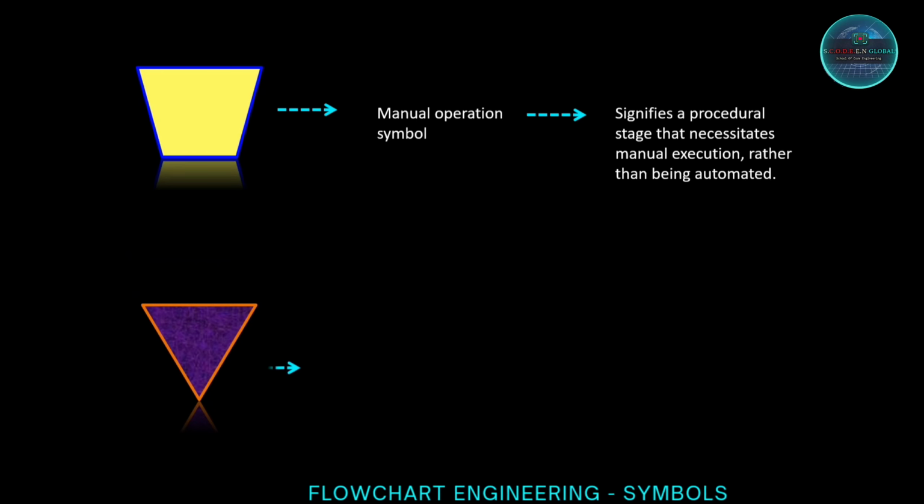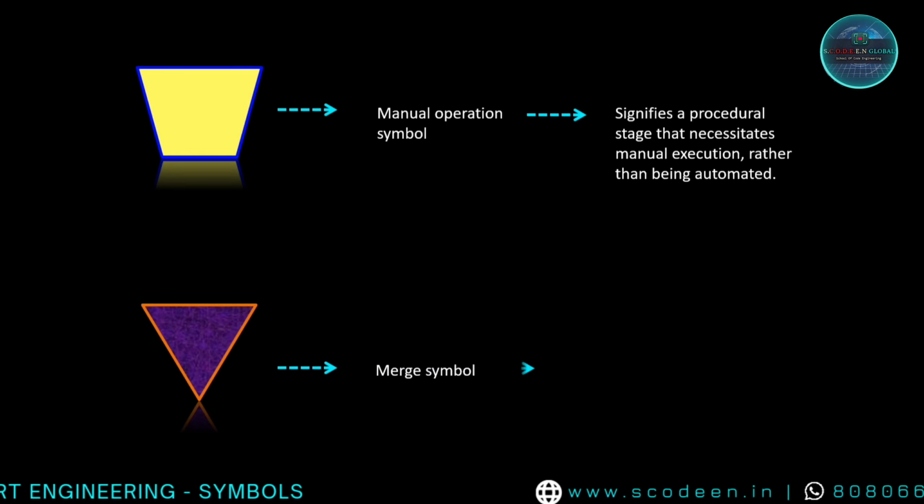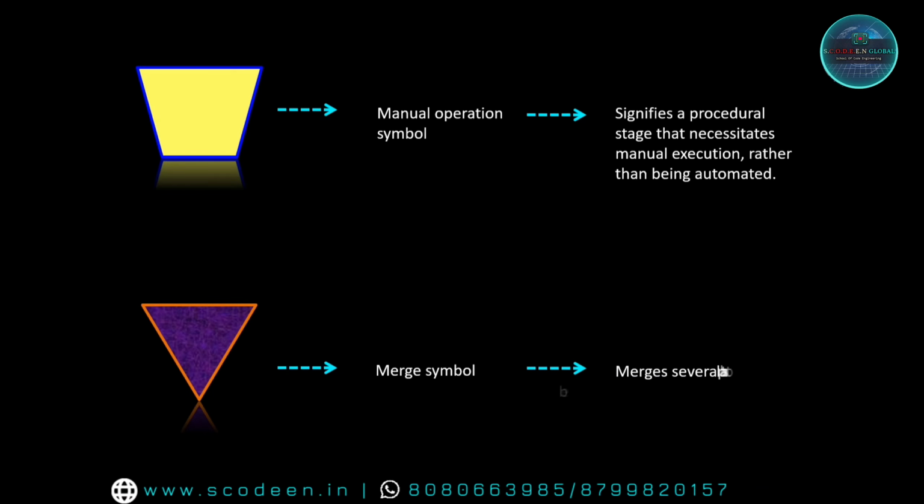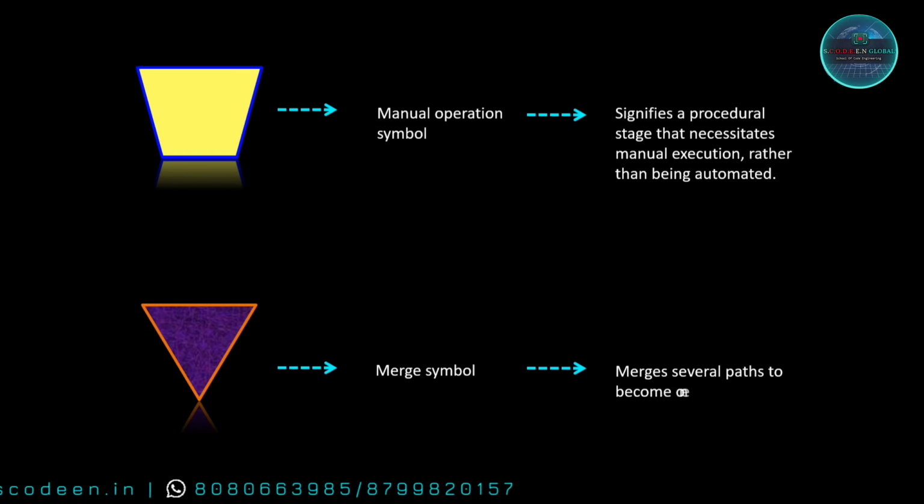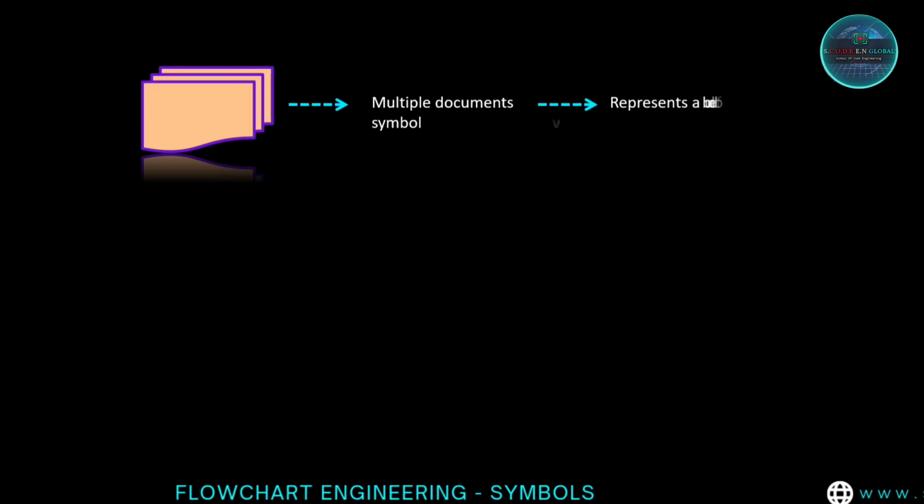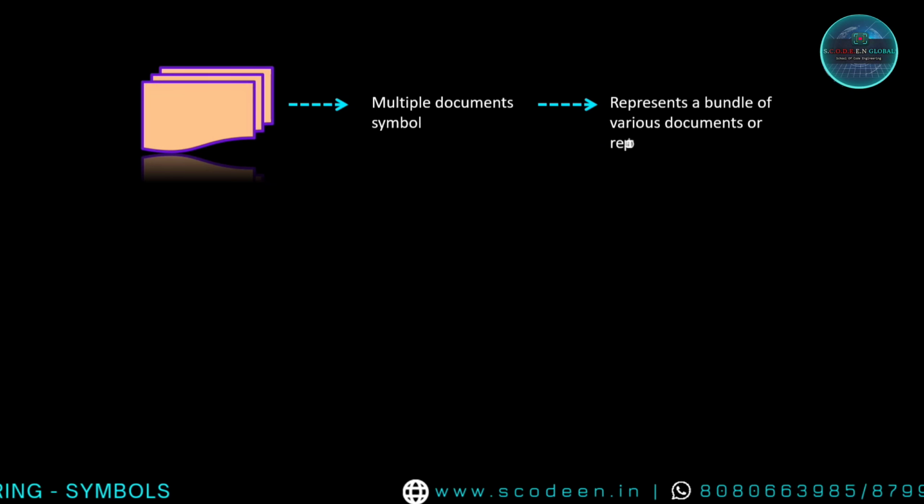This symbol is known as the merge symbol. Basically it represents that multiple processes or paths are combined into one. This next shape represents multiple documents. It adds additional documents or reports that may be necessary for the workflow.